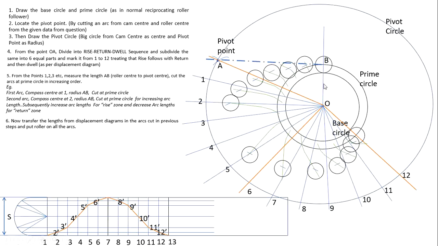Now we have to join these by freehand to get the cam profile. So we can join these with freehand. As usual, this should be tangential to the roller circle. So we can draw this and make this the cam profile. So this is the cam design when it uses an oscillating roller follower.